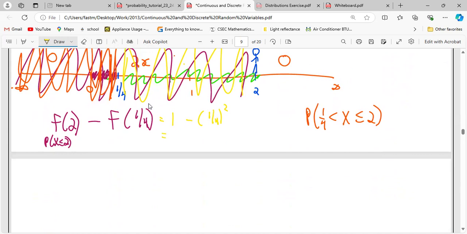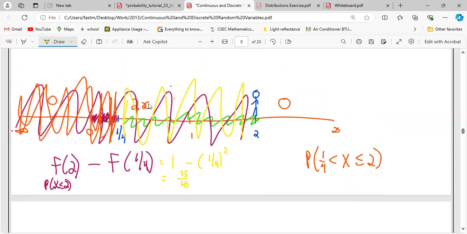So 1 minus answer, oops, 0.25 squared. So you get 15 on 16. Yeah, that was that. Same idea.